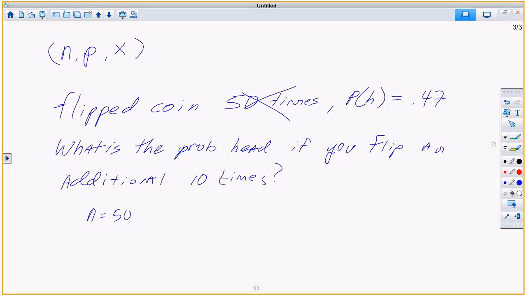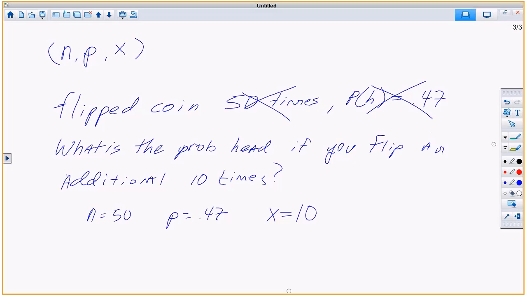P. What do you think P stands for? What has P always stood for in probability and statistics? Probability or percentage? Either one, same thing. Probability. All right, so the probability, somebody tell me what that is. P is equal to 0.47. Okay, now I'm not no rocket scientist, but if I've got these two numbers taken out, then what do you think X is? It's a miracle.